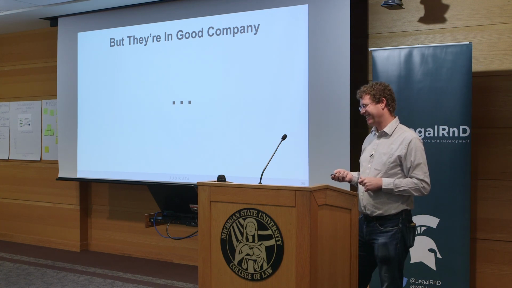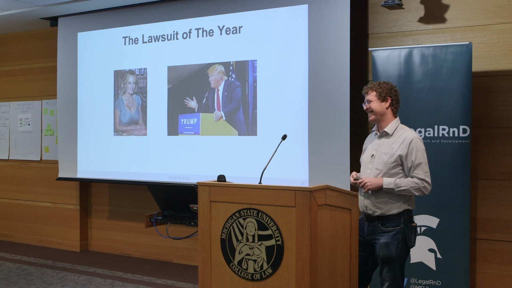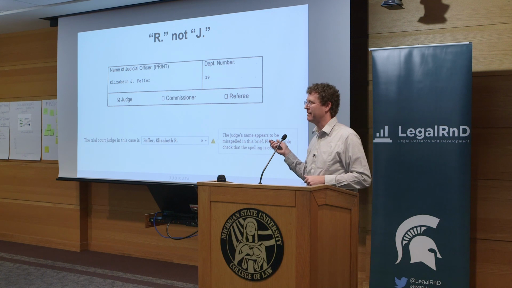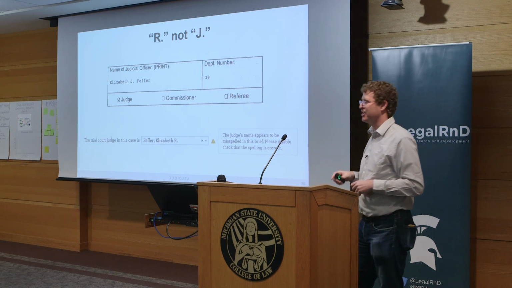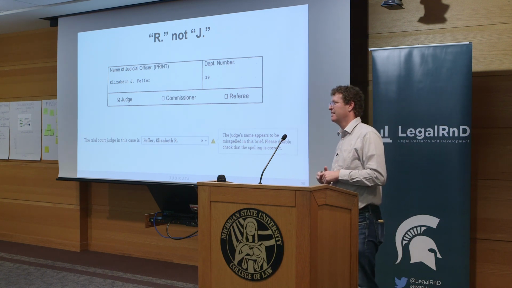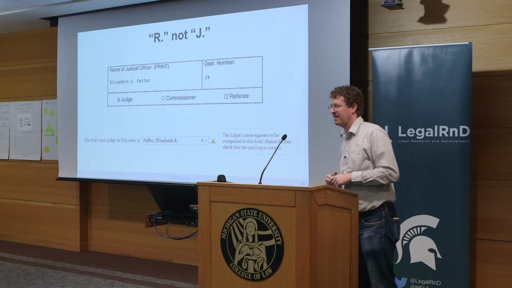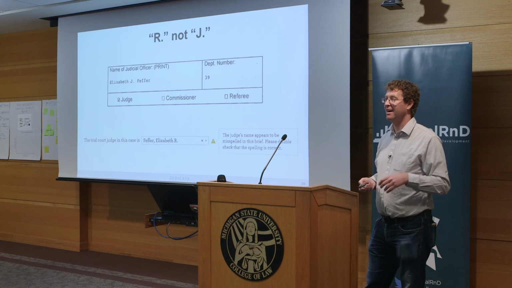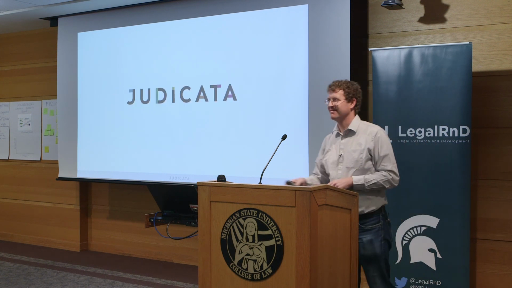The lawsuit of the year, right here, everyone knows this one, Stormy Daniels. They had filed a 170.6 petition to get the judge removed, and they misspelled the judge's initial. It's an R, it's not a J. So it's common. That's all I have. Thank you.